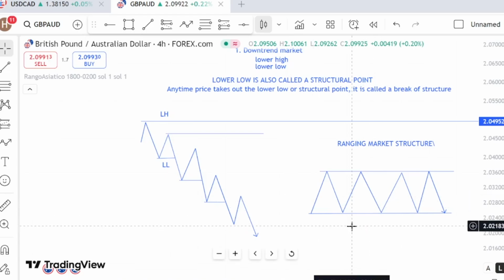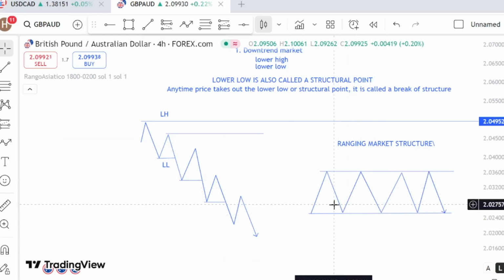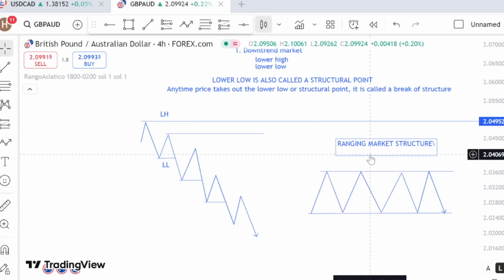So a ranging market is not advisable to be traded, and that's why you see most traders don't really talk about it, because it's not that useful. It's just that we need to let you know that there is a time when the market ranges. It will not be going up, it will not be coming down. In those times, you have to exercise patience and wait for a clear direction so as to know what to do. So these are the two types of market structure we have.